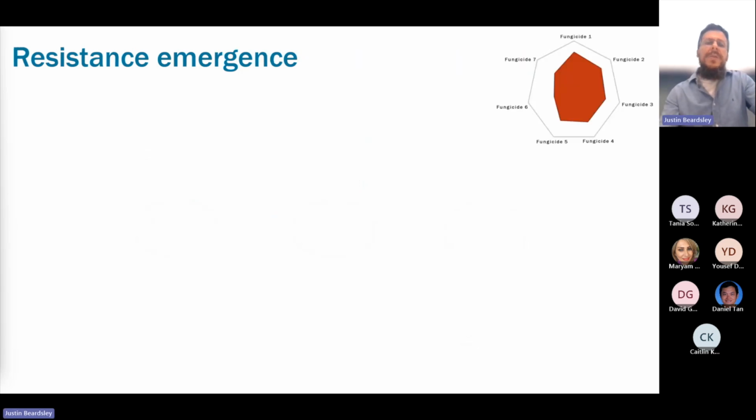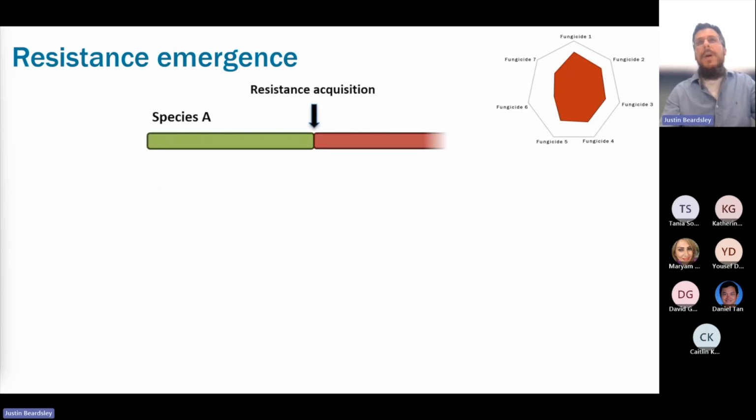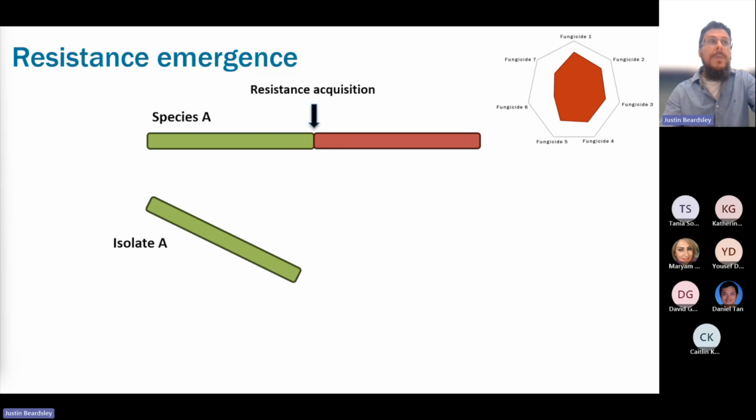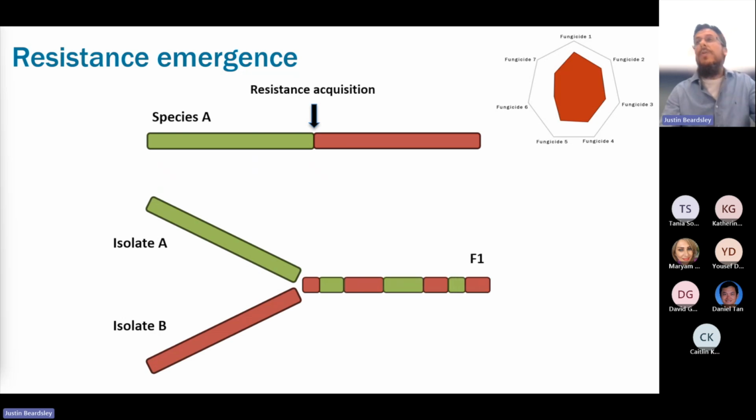So resistance can emerge in different ways. A species at some point acquires a mutation, emerges, and the resistance gets established in the population. Or sometimes it can come through sexual recombination between two isolates, one sensitive and one resistant, to produce an offspring that is resistant. In this case, what we're proposing is that two species, not two isolates of the same species, were hybridizing to produce this very resistant hybrid.